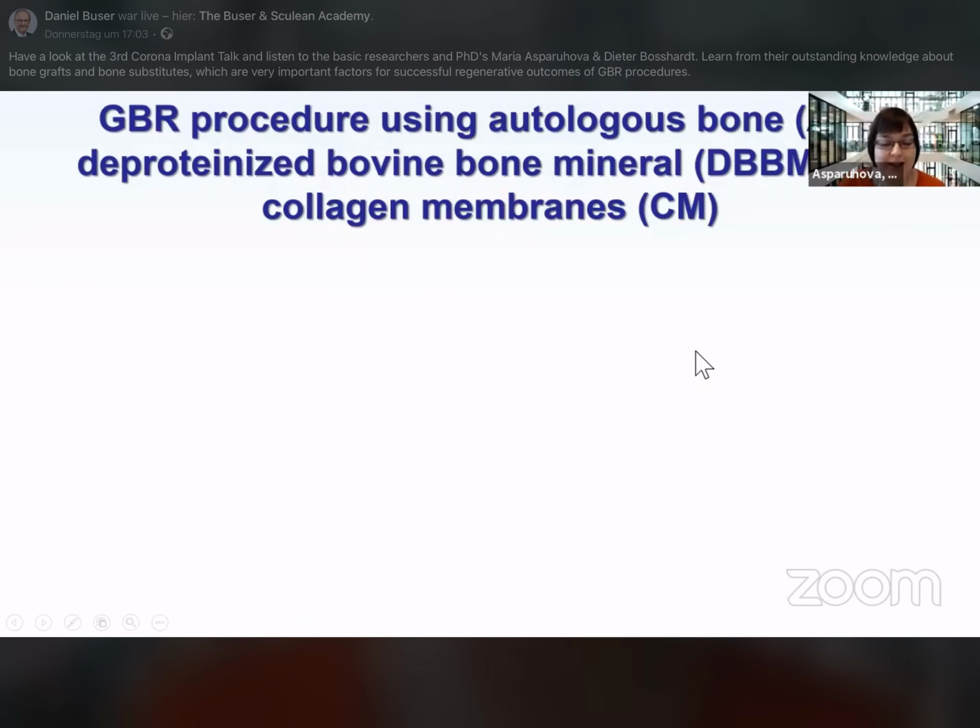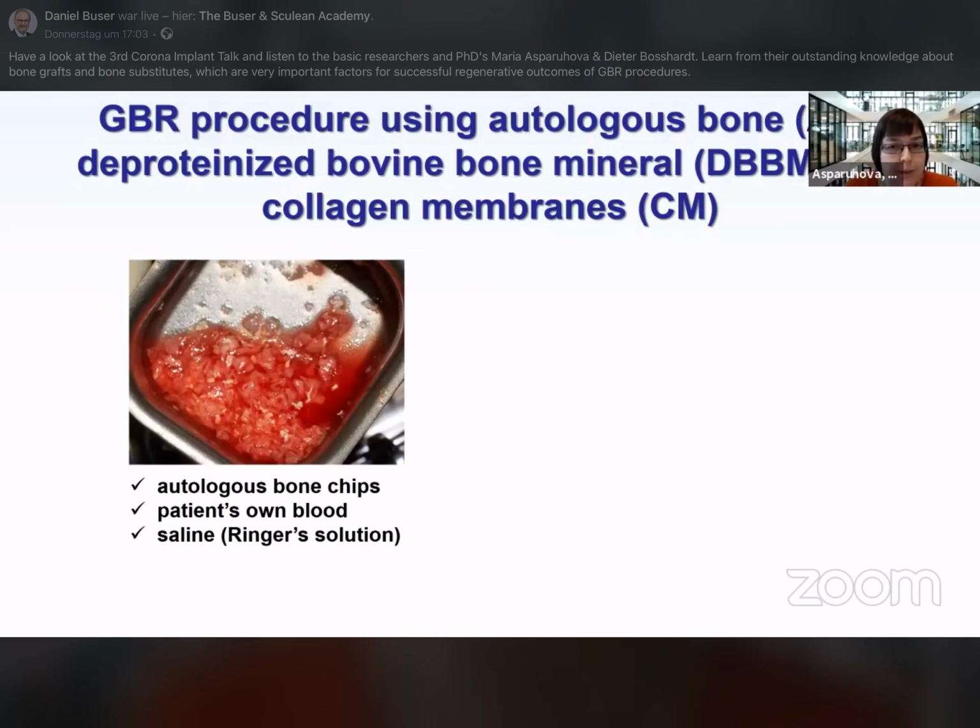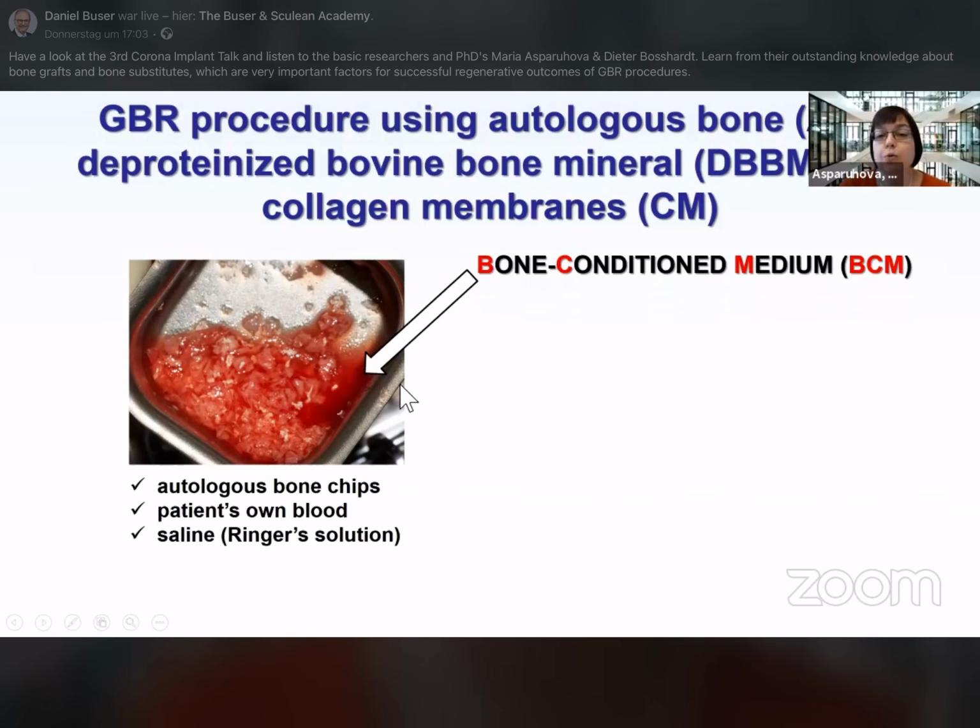You heard from Dieter that in guided bone regeneration, autologous bone is often combined with deproteinized bovine bone mineral and a collagen barrier membrane. During the augmentation procedure, the surgeon has the viable option to locally harvest autologous bone chips and to directly place them in a dish containing physiological solution. Any kind of physiological solution, an isotonic solution with a neutral pH, for example Ringer solution, and a bit of the patient's own blood. For the time of the surgical tooth bed preparation, this medium turns into something that we defined as bone conditioned medium, BCM.